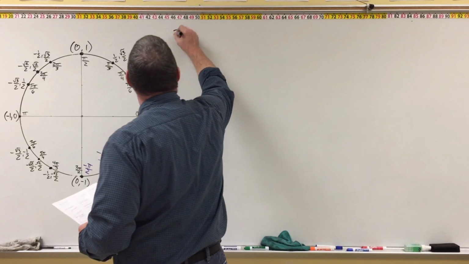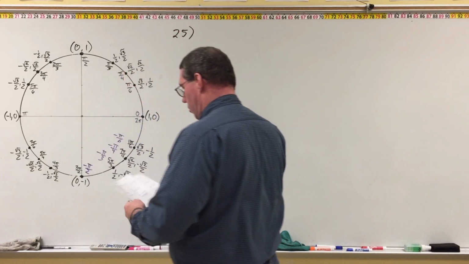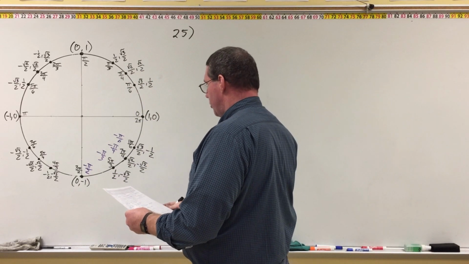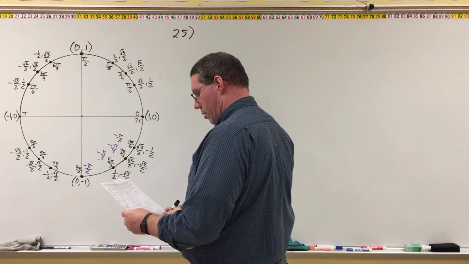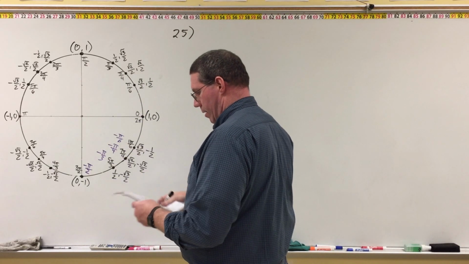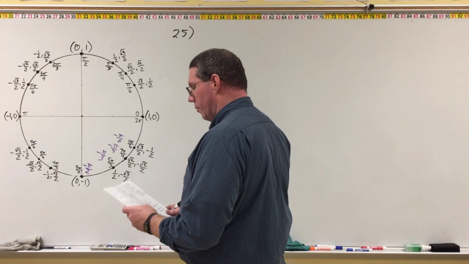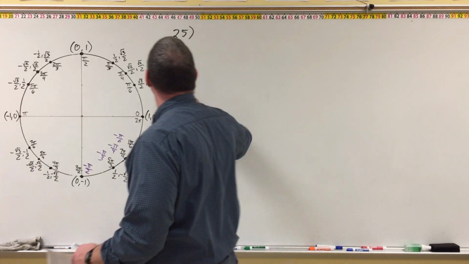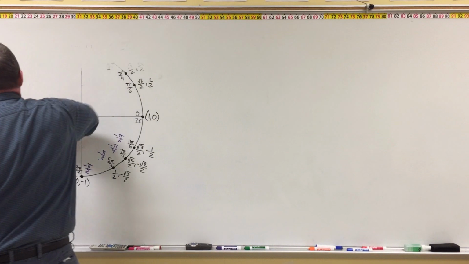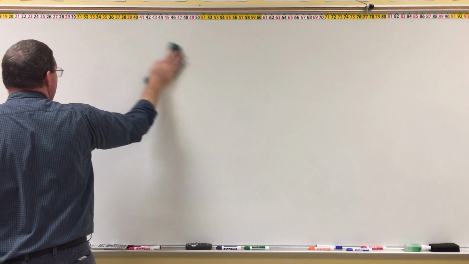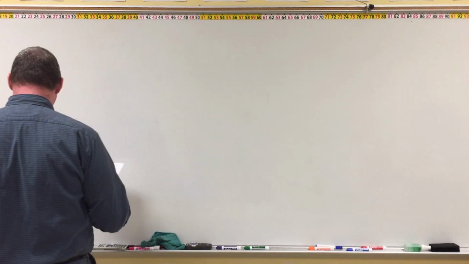All right, so question 25. Let me see if I'm going to need this unit circle on any more of this review. I don't think I do. Yeah, let's go ahead and erase the unit circle. I think we only needed the unit circle for that portion of the exam, for the inverses.